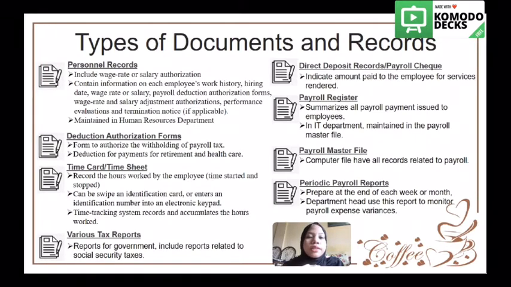Next is various tax reports. Reports for the government include reports related to social security taxes. Next, direct deposit records or payroll check. This is the check that includes the amount paid to the employee for their service. Then payroll register. It summarizes all payroll payments issued to employees. It is in the IT department, maintained in the payroll master file.